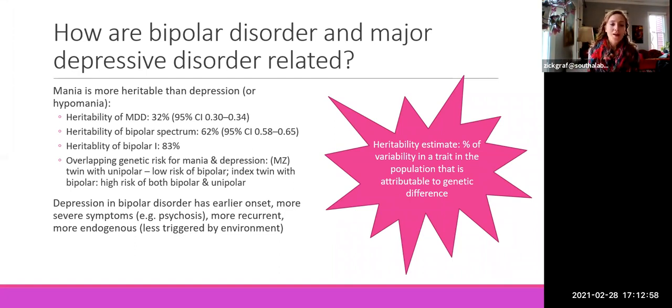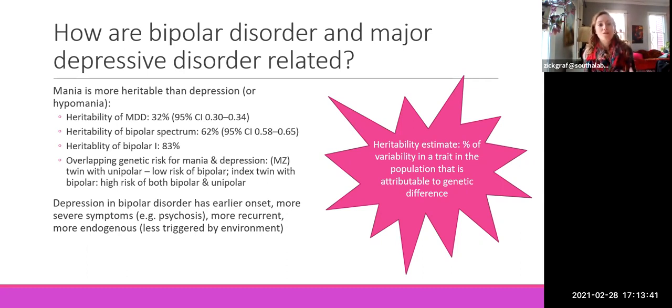From twin studies, what we know is that the overlapping risk for mania and depression comes from overlapping risk for depression. So when you have an identical twin who has unipolar disorder, you have a high risk of having unipolar disorder yourself. That's the part of the heritability of major depression that's being accounted for by your genes. But you have a low risk of bipolar disorder. You have the same risk of bipolar disorder as the population, just like that longitudinal epidemiological study showed. Someone who had depression is no more likely to go on to have mania than someone who never had a mood disorder. Someone who has a twin with unipolar depression is no more likely to go on to develop mania than someone who has a twin who has no psychopathology.